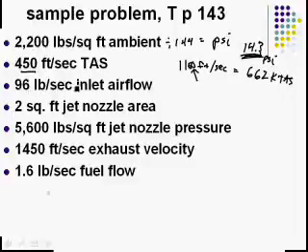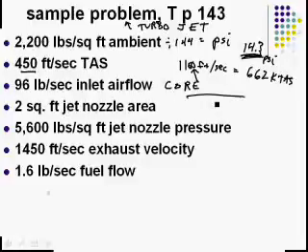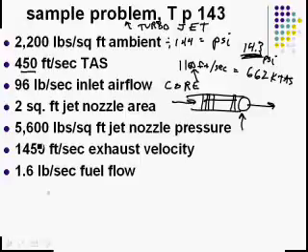96 pounds per second inlet airflow, that's how much air is going through the core of the engine. We're just doing this sample problem here on a turbojet. We'll worry about turbofans and turboprops here shortly. 2 square feet on the area of the jet nozzle. So if we've got a jet engine, that's essentially the area of the exhaust. 5,600 pounds per square feet in the jet nozzle pressure. So the pressure in here, that's pressure in the jet.